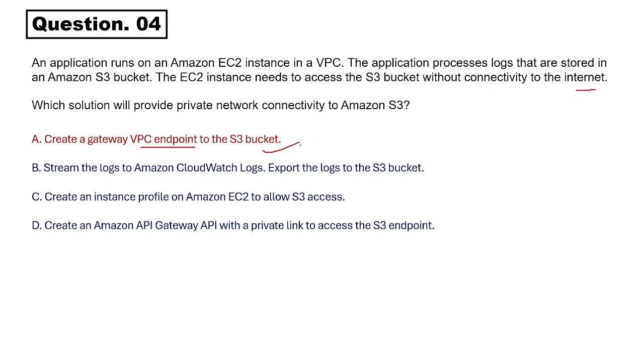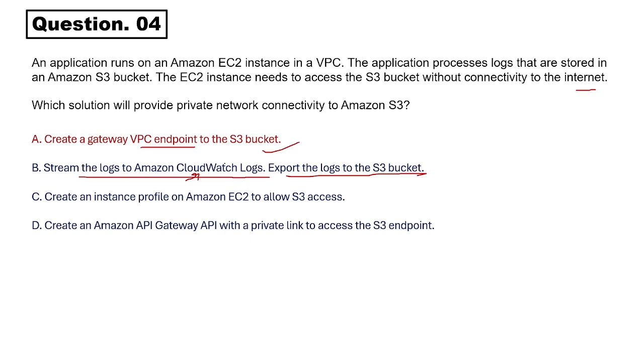It could be an SSM endpoint, it could be an S3 endpoint, it could be any other endpoint as well. So whatever endpoint is there, that will work even without the internet connectivity. But what about option B? Stream the log to Amazon CloudWatch Logs and export the log to S3 bucket. So this is not the correct answer because you can set up an interface VPC endpoint to CloudWatch. That is fine. You can perform up to this point.